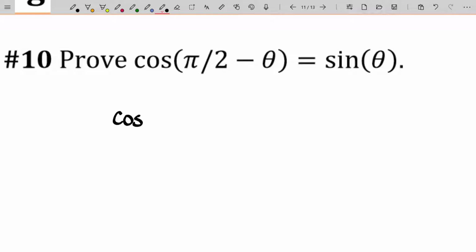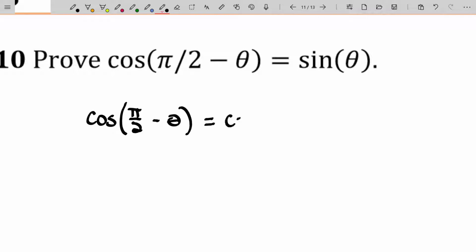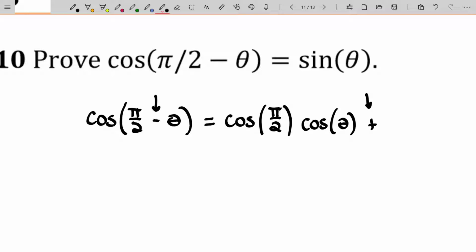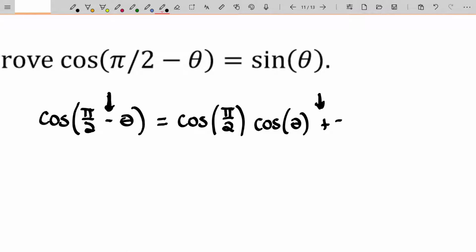So we know that the cosine of pi over 2 minus theta can be rewritten because that's a difference of angles. And that difference of angles formula for the cosine is the cosine of the first angle times the cosine of the second angle. And then if that's a minus, we'll have a plus here. This cosine doesn't like its sign. So if it's a minus inside the argument, it'll be a plus, an addition outside. So we have cosine of pi over 2 times cosine of theta plus sine of pi over 2 times sine of theta.